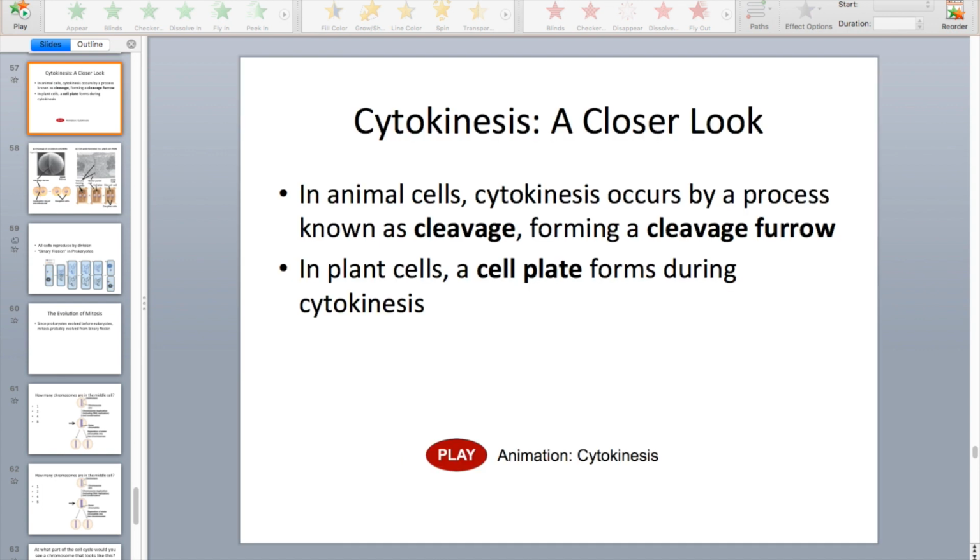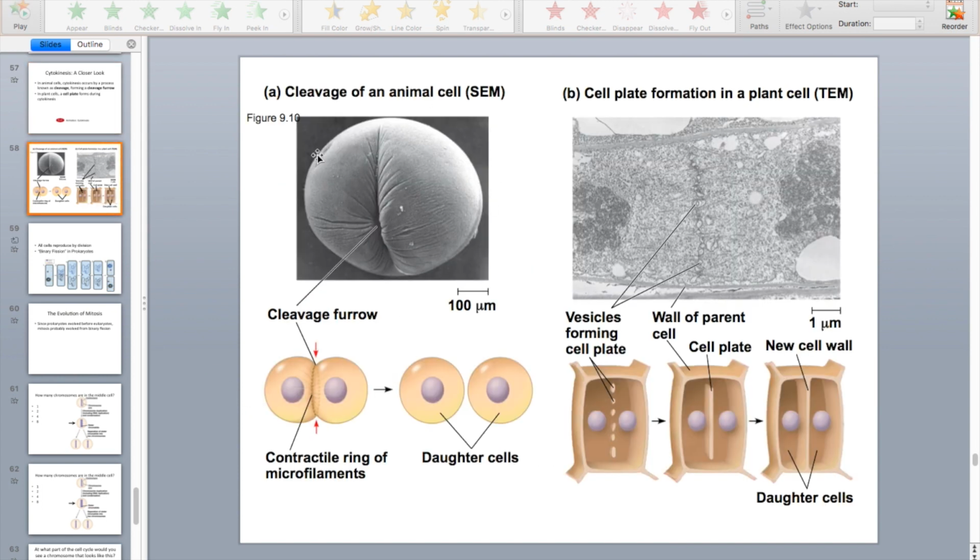Cytokinesis is, again, just when you're cutting the cytoplasm. It will look something like this in an animal. Sometimes this space is called a cleavage furrow. And then in plant cells, again, it forms this little spot called a cell plate.